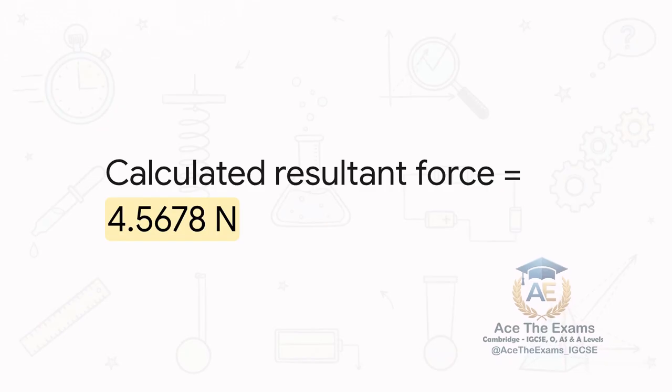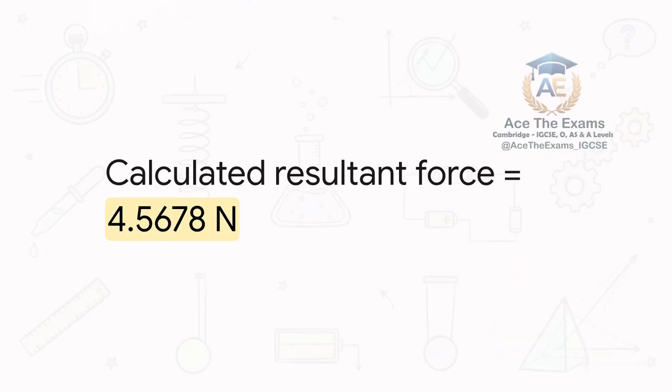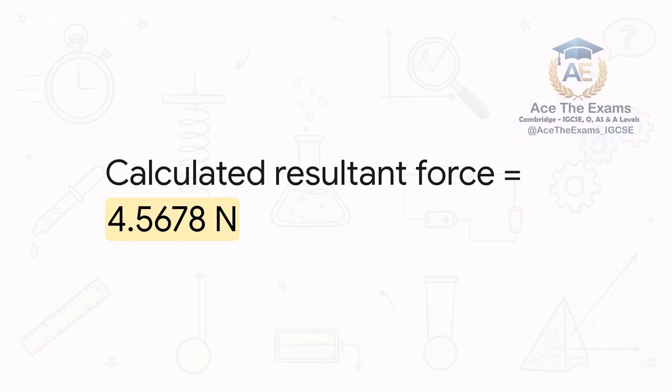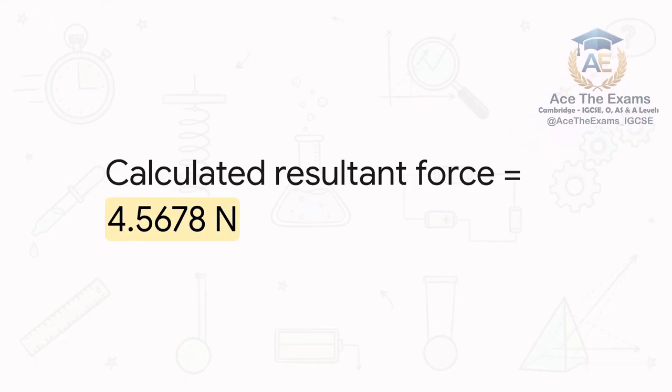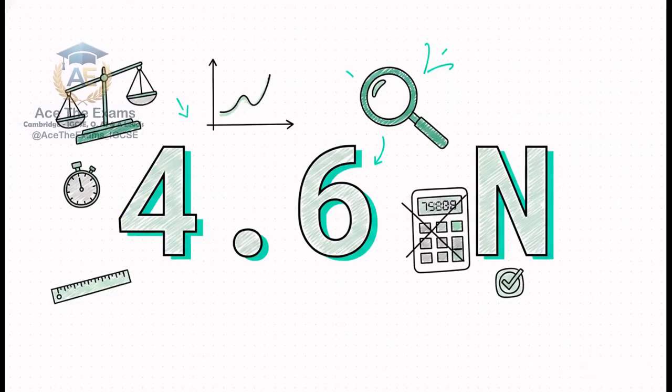All right, let's do a quick pause and predict. Imagine writing down calculated resultant force equals 4.5678 newtons. What is the glaring error here? Think about the actual measuring equipment you'd use in a standard school lab. Can a standard Newton meter measure to 4 decimal places? Absolutely not. No way. So here is the examiner-style correction: 4.6 newtons.